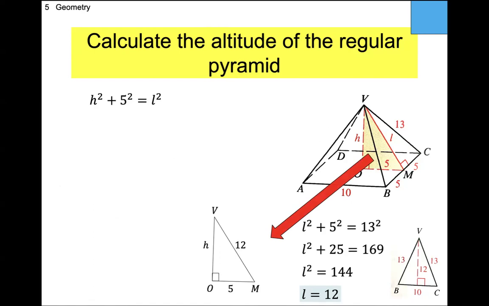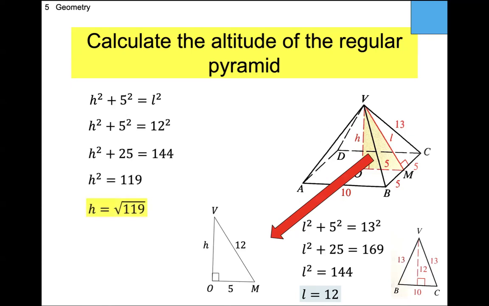The previous one was a 5, 12, 13. This one has a hypotenuse of 12, so I'm going to throw those in. So for my values, 144 minus 25 is 119. So it's the square root of 119. That's not a pretty answer. So that is my height, the square root of 119.